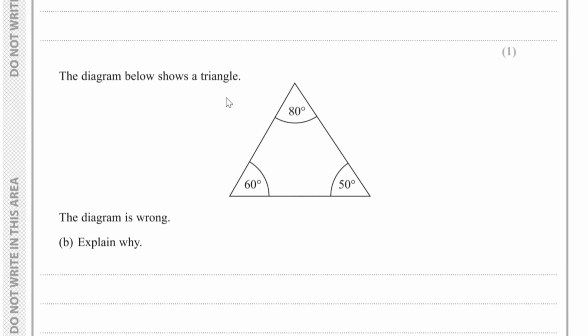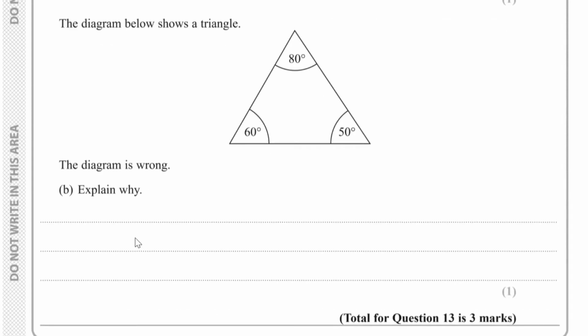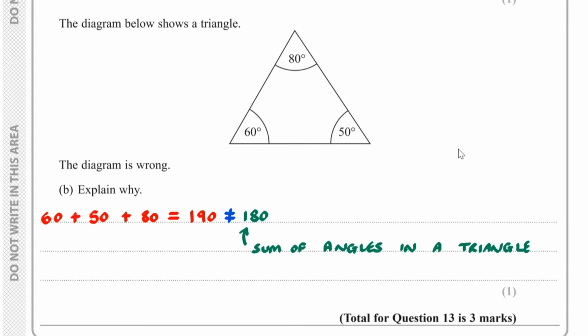The diagram below shows a triangle and the diagram is wrong. We have to explain why. Well, if we do 60 plus 50 plus the 80, what we end up with is 190. And this does not equal 180, and this 180 is the sum of the angles in a triangle.